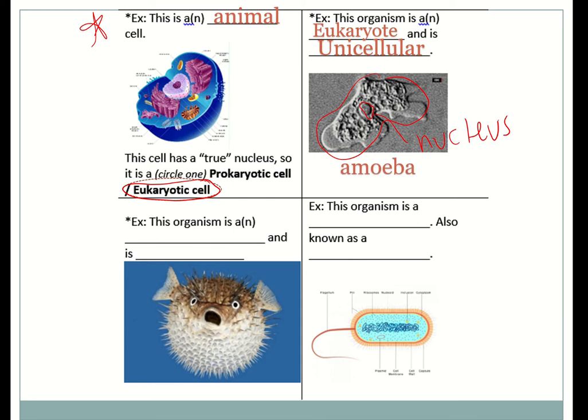All right, down in the bottom left-hand corner here, this organism, now you might be thinking it's a blowfish, but it's actually, I'm looking for what type of cells is it composed of. So it's a eukaryote, and it's multicellular. And then finally over here, this organism is a bacteria, but they are also known as prokaryotes because they're very simple and they don't possess membrane-bound organelles.